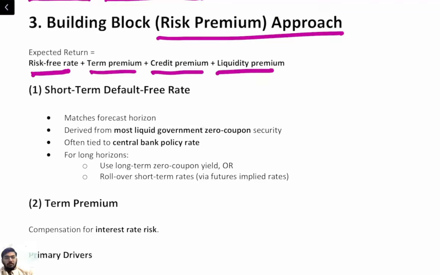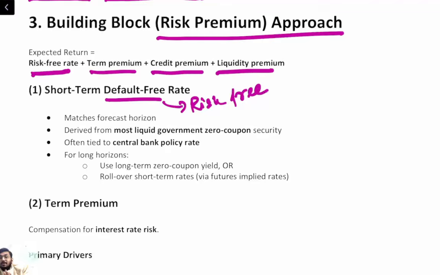So now we will look at all the 4 components one by one. The first component is your short term default risk free rate, or you can say risk free rate. Clear? So basically there is a zero chance that the borrower will fail to pay the money. And who can give such type of guarantee?